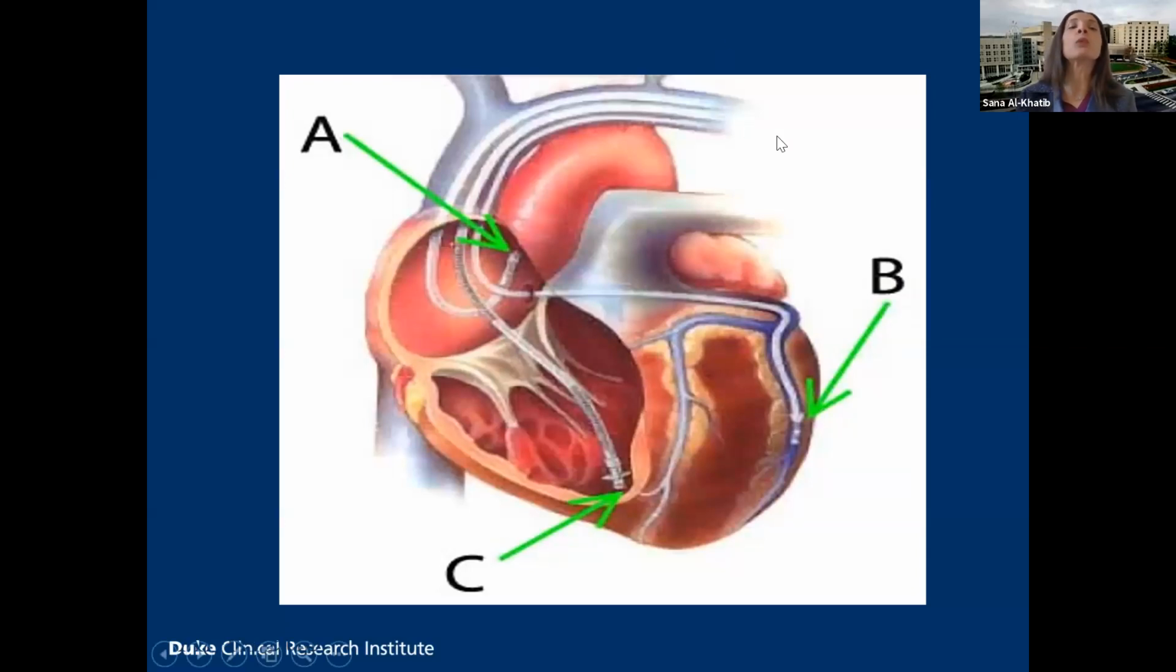And that's basically when we go through the vein and advance 3 wires into the heart. One goes into the right bottom chamber, one goes into the right top chamber, and one goes into a vein that wraps around the left bottom chamber. And this is basically to force those 2 bottom chambers to work together. And only patients whose EKGs show that those 2 bottom chambers are not working together are eligible for this type of device.